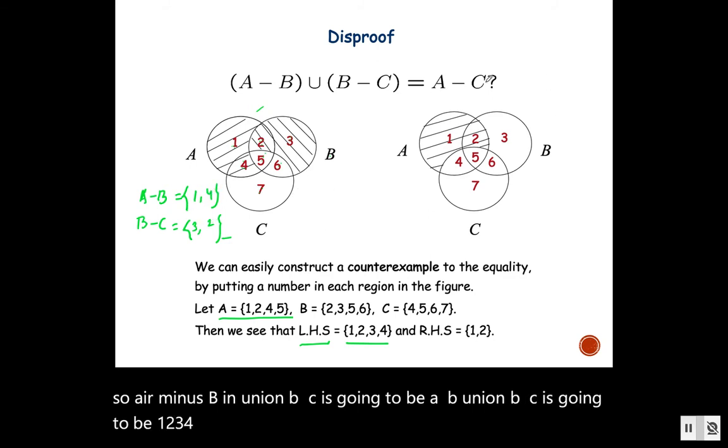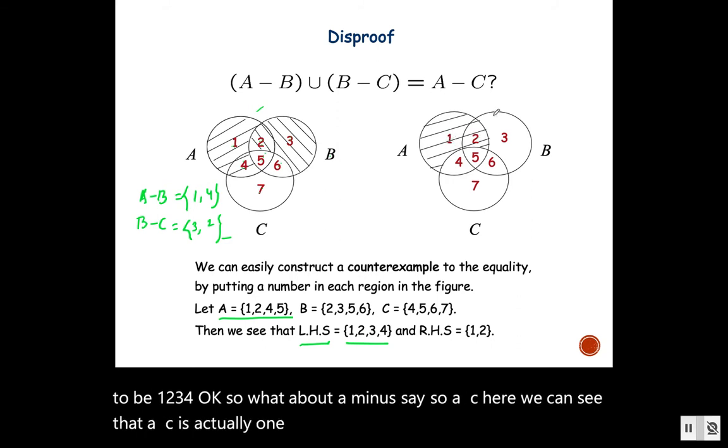So what about A minus C? Here we can see that A minus C is actually 1 2. That's it, A minus C is 1 2. So we can easily prove that they are not the same.